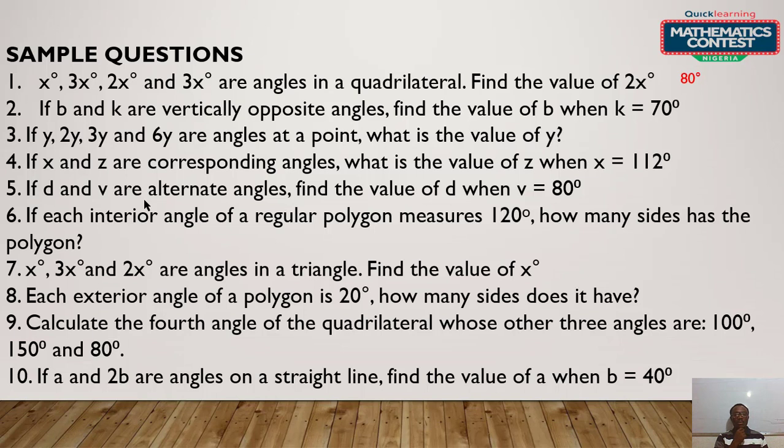Number 2, I'm giving you 30 seconds. You should know the answer. Your time starts now. From my explanation, you should just know what the answer should be. Time up. The answer is what? Vertically opposite angles are equal. So if K is 70, B is also 70 degrees.